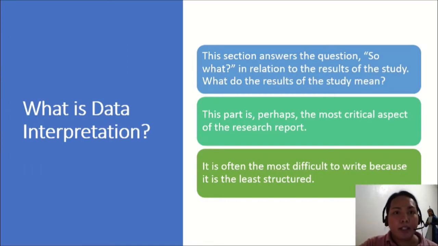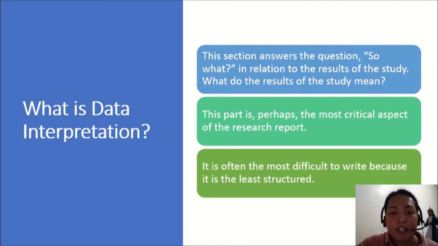So what is data interpretation? Data interpretation is the process of reviewing data through some predefined processes, which will help assign some meaning to the data and arrive at a relevant conclusion. So this section answers the question, so what, in relation to the results of the study, and what do the results of the study mean?